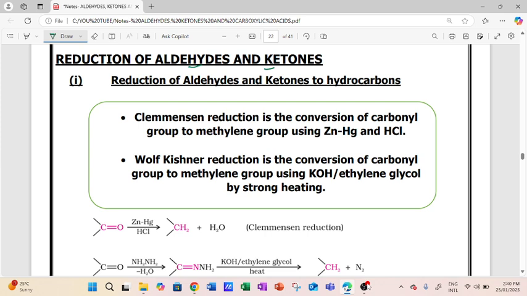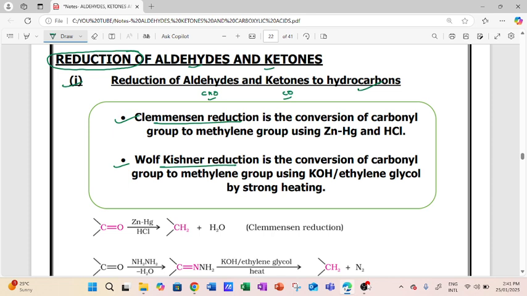For reduction, we use some special reducing agents. In the first method, reduction of aldehydes and ketones to hydrocarbons. Hydrocarbons are organic compounds which contain only carbon and hydrogen, no functional group. Aldehydes are compounds with the CHO functional group and ketones are compounds with the CO functional group. We can change these two functional groups into hydrocarbons, without any functional group. There are two methods to do this: one is Clemmensen reduction, another one is Wolff-Kishner reduction.